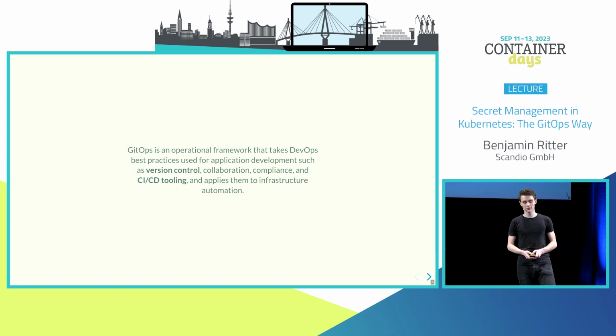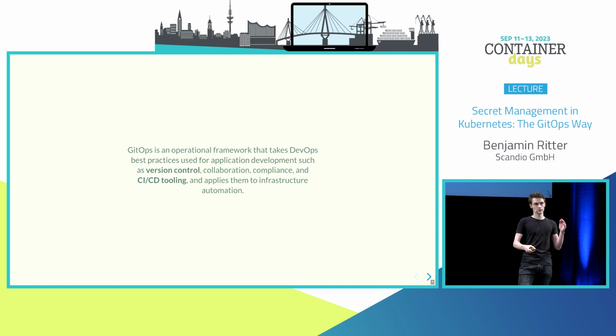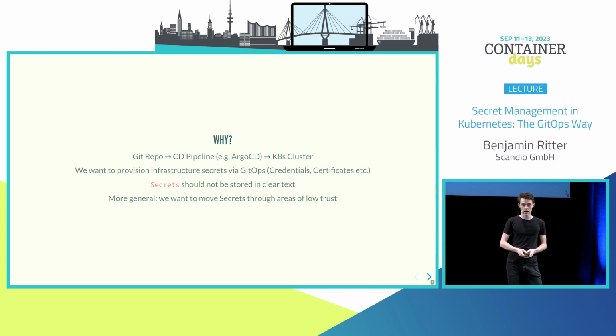So we're talking about GitOps, so there's a short introduction for those of you who can't remember what it basically means. It focuses around version control and using CI/CD tooling to do infrastructure automation. And when we're talking about GitOps, we're also going to talk about secrets. So we need to store them somehow. So basically, this is our workflow.